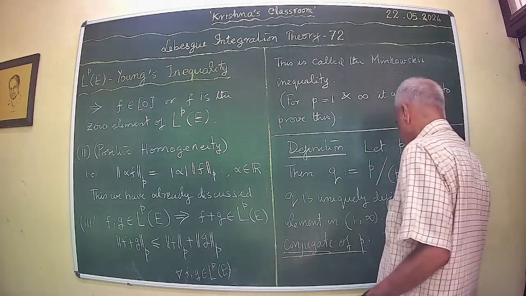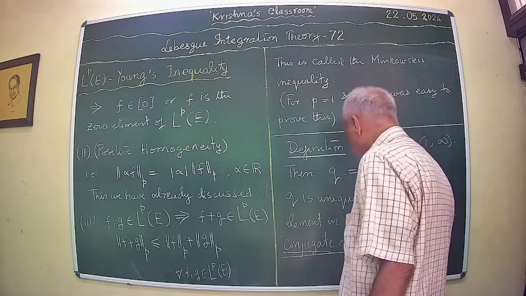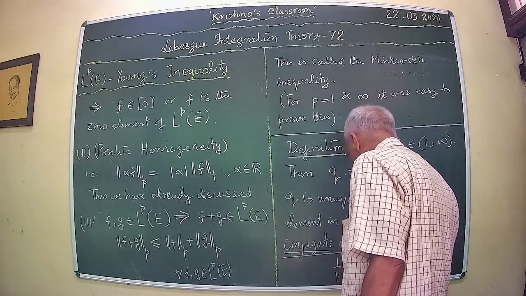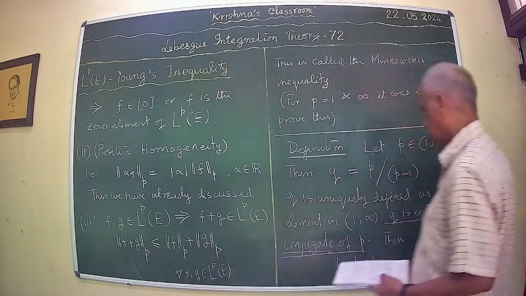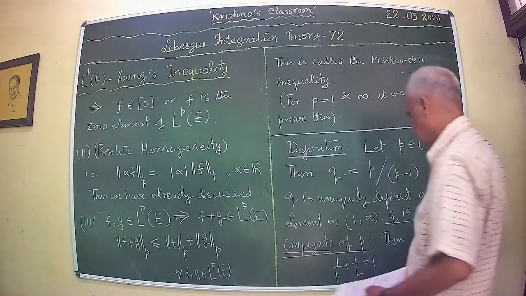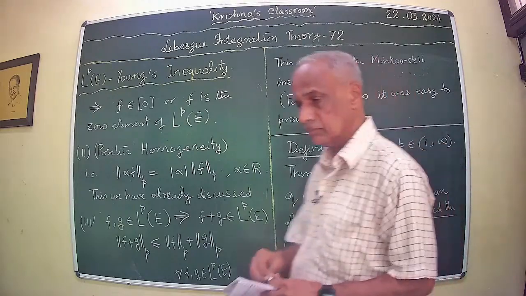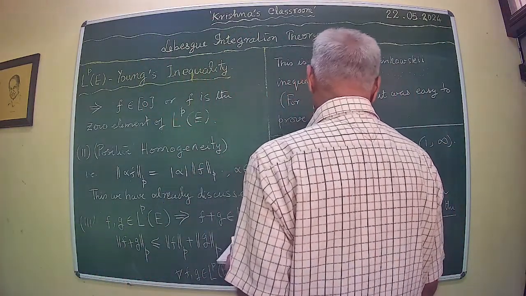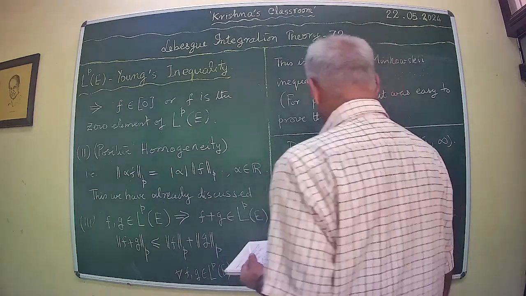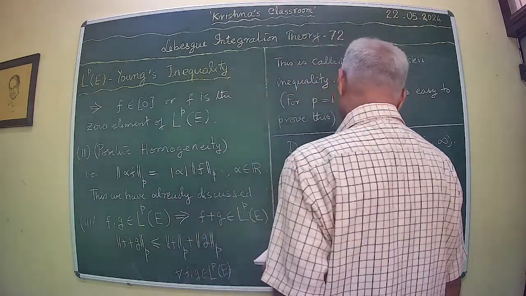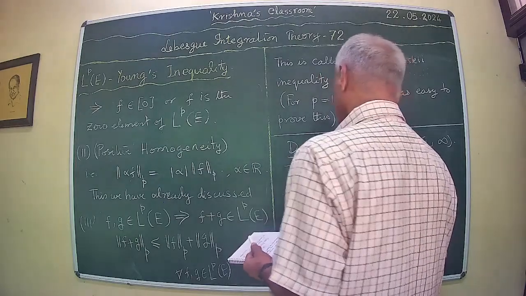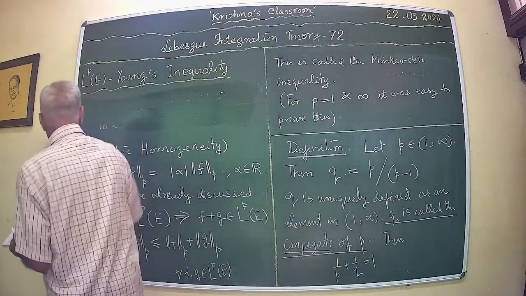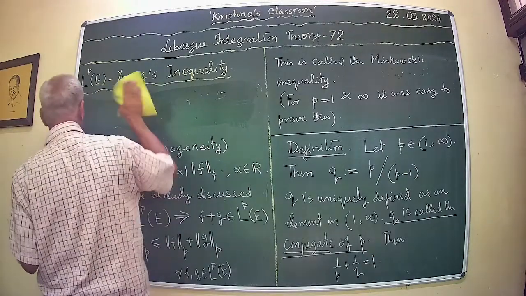Then what we can immediately verify is that 1 by P plus 1 by Q equals 1. Now this relation, that's Q and P have the same sort of status. Okay, P is the conjugate of Q, Q is the conjugate of P, that's what I mean. Same status.